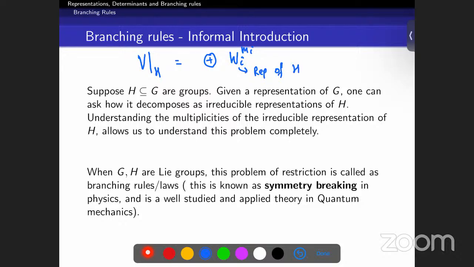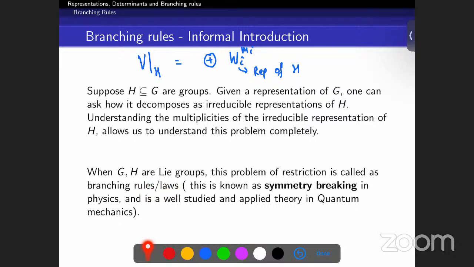So the idea of branching is that we want to figure out what exactly these multiplicities are for the corresponding irreducible representations. We don't normally use the term branching for any sort of restriction. Only when G and H are considered to be Lie groups, semi-simple or reductive, do we start calling these branching groups. I mean, representation theory is just being pedantic about the names. This is sometimes called branching rule, sometimes called branching laws.